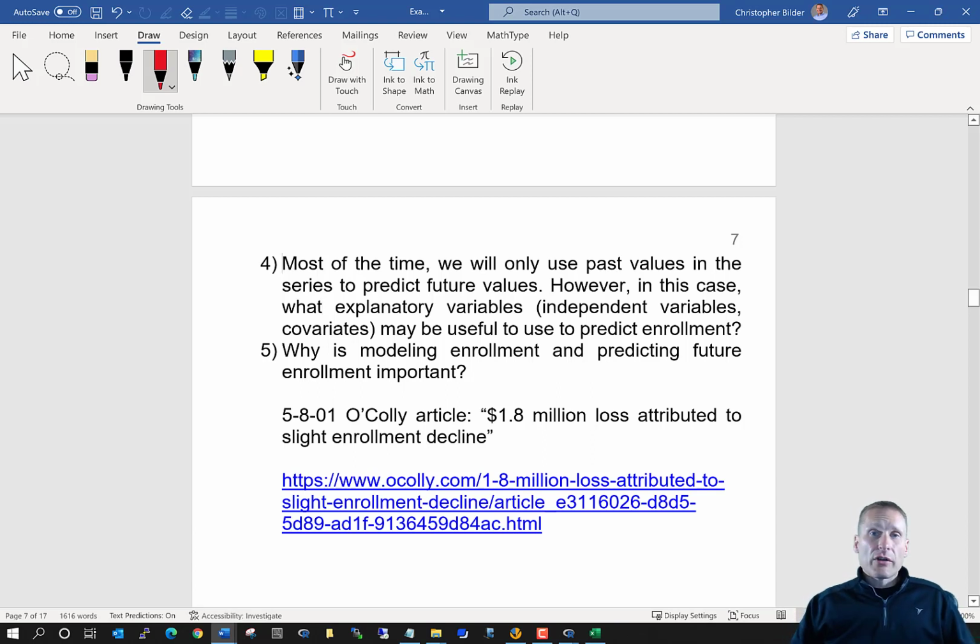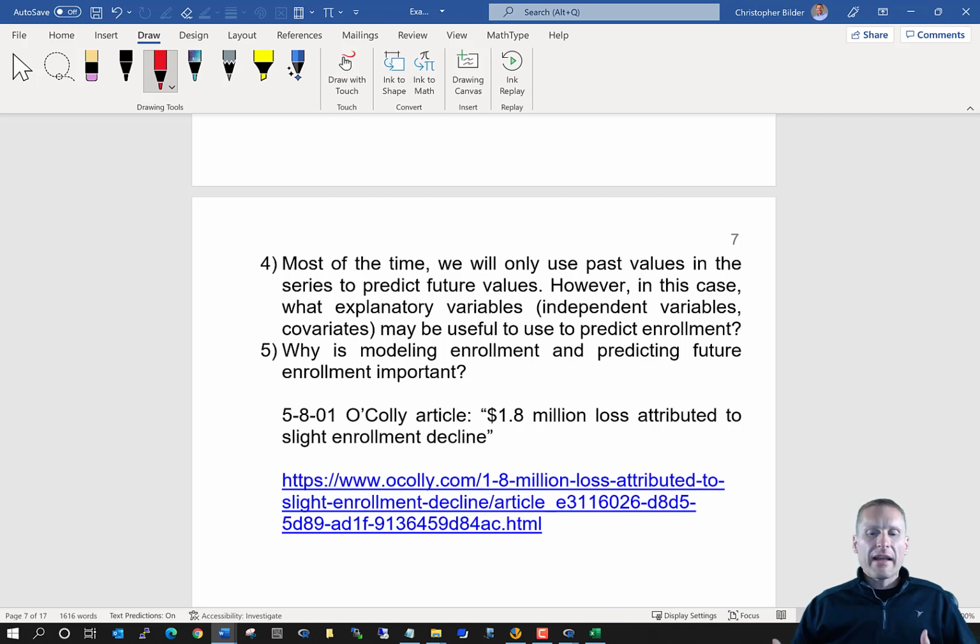Now, as I mentioned earlier, most of the time we will only use the past values in our time series to predict future values. But you could also imagine particular explanatory variables that might be useful in this situation, such as, since this is at Oklahoma State University, the number of high school graduates for a particular year. You could use that to predict enrollments for OSU. We will have one section of the course where we talk about this. Most of the course, though, we will not take that kind of information into account.